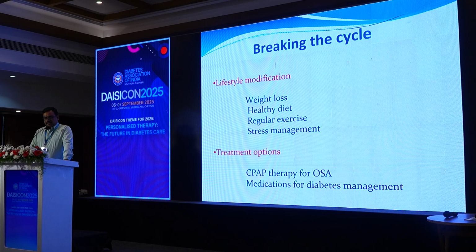And medications for diabetes management. Nowadays we have medications with weight loss properties, such as SGLT2 inhibitors and DPP4 inhibitors. Recently semaglutide and tirzepatide cause significant weight loss, thereby improving OSA. And in morbidly obese persons, we can consider metabolic surgery. Even metabolic surgery can cause remission of type 2 diabetes.